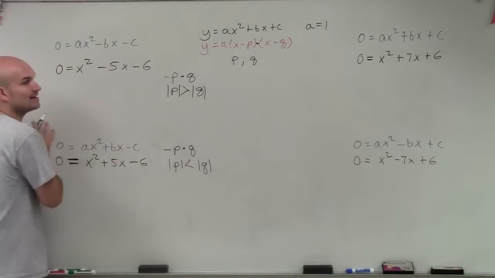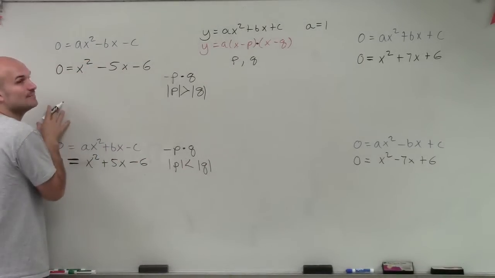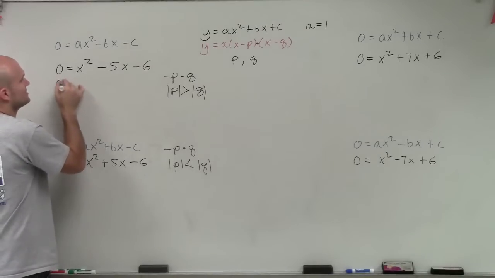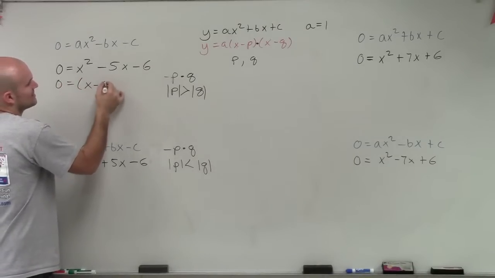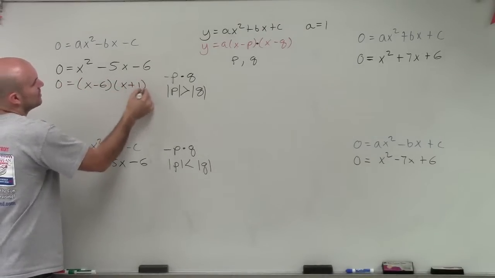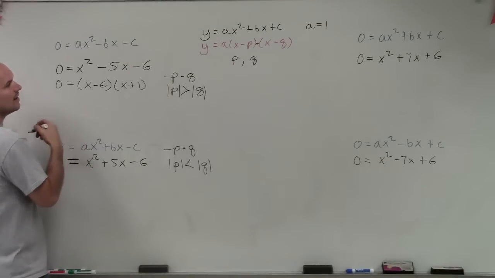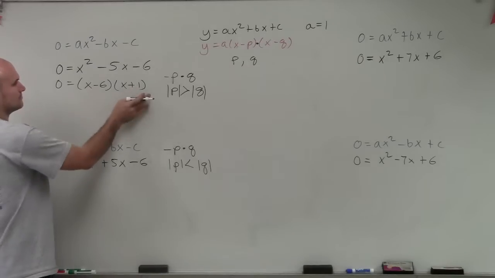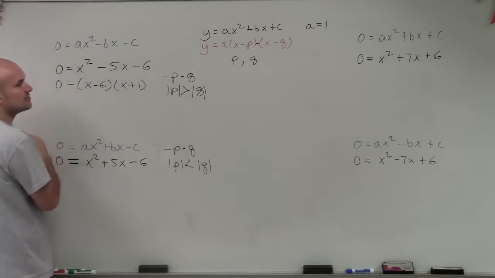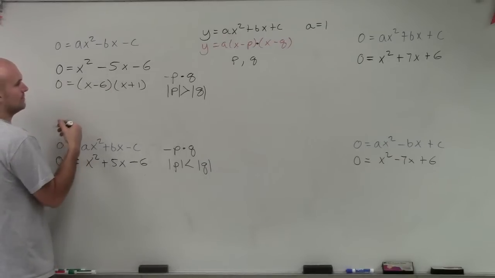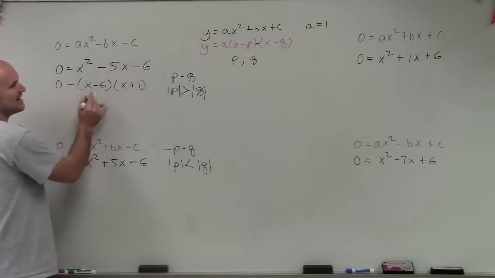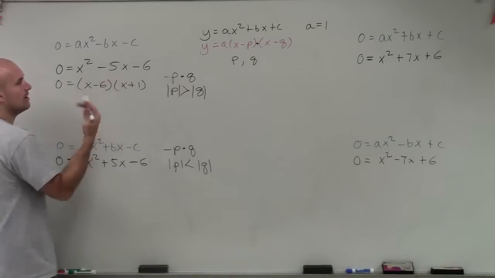And let's take a look at what are these factors. What two numbers multiply to give me negative 6, but then add to give me a negative 5? Well, that's going to be 0 equals x minus 6 times x plus 1. So my p is going to be 6, and my q is going to equal negative 1. So 6, which is my p, has to be greater than 1, which it is.